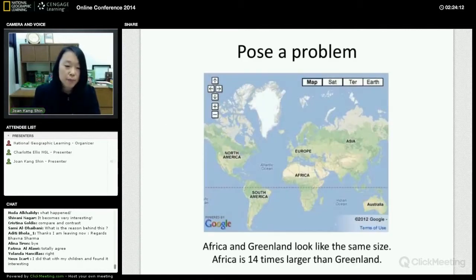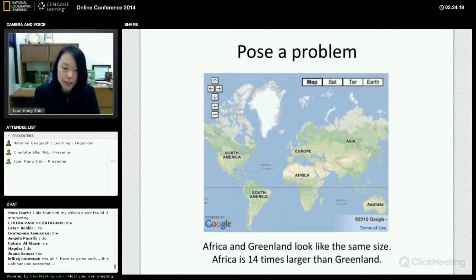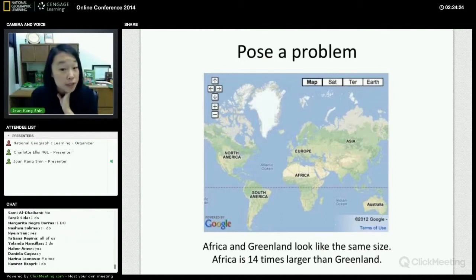Okay, this first one, I'm posing a problem to you. Now, how many of you use Google Maps? Because this is just a screenshot of a Google map. Yes, everybody's saying that they do. It's very common. Now, here's a problem that can be posed to young learners to help them think more critically about the images they see and use online.